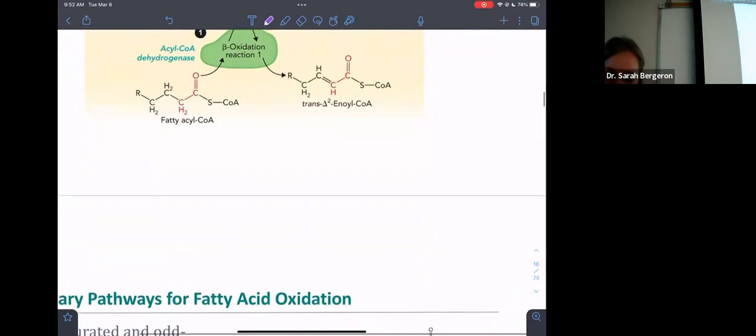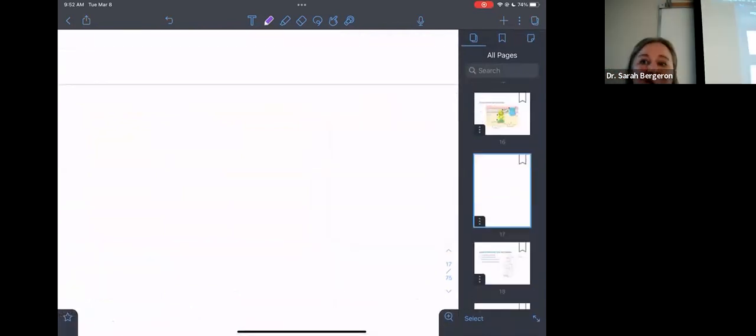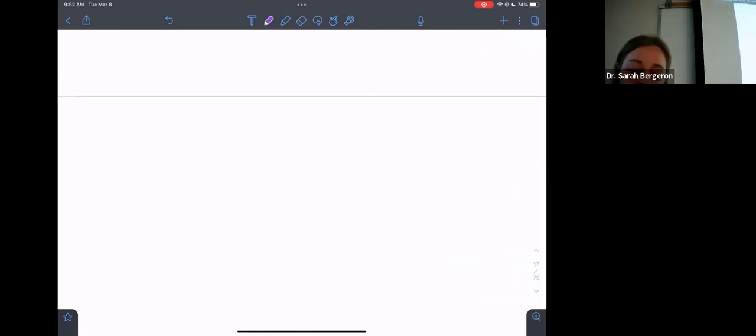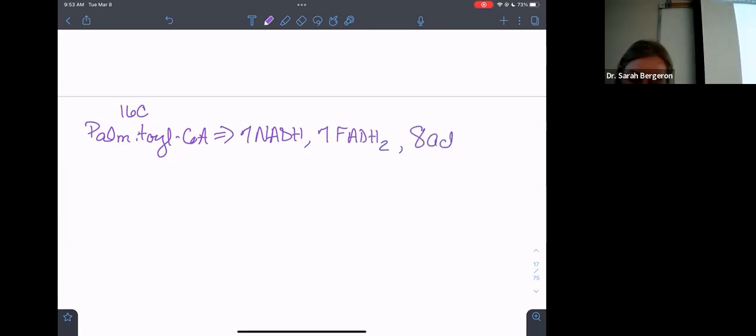So before we do that, let's add a page. I want to compare ATP production in glycolysis versus beta oxidation. Let's do the same fat that we were talking about before. This was 16 carbons. So if you have 16 carbons, what are you going to make? Seven NADHs, 7 FADH2s, and 8 acetyl-CoA. Now these 8 acetyl-CoA are going to go into the citrate cycle.